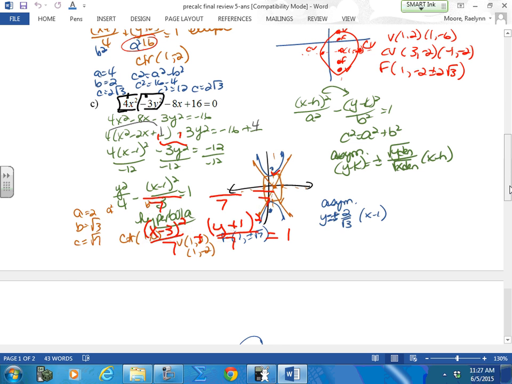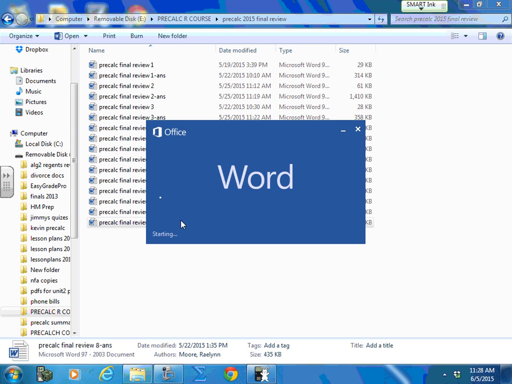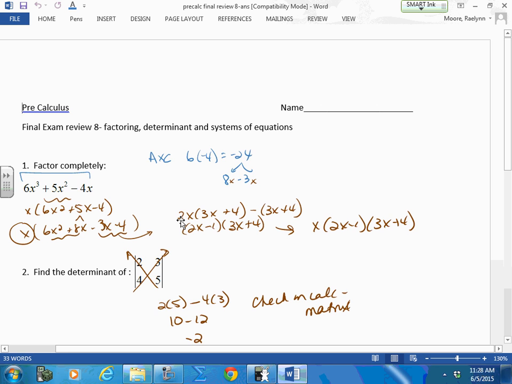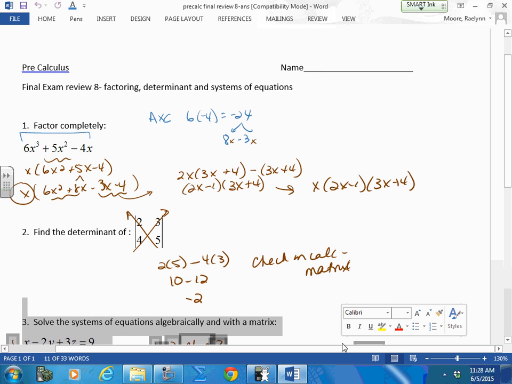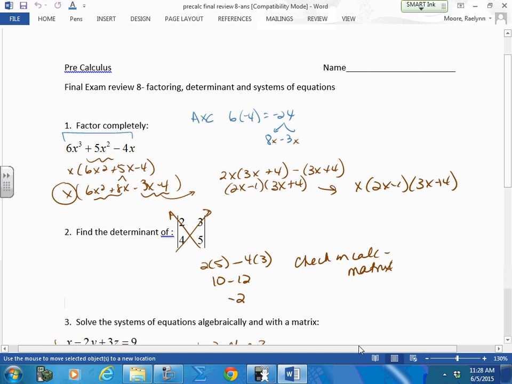Okay. Then I gave you 8. 8 had a variety of things here, and we started some of them. You factor completely. Everybody okay with the factoring? Can you do 8 times 8? No. Guys, can you do 8 times 8?